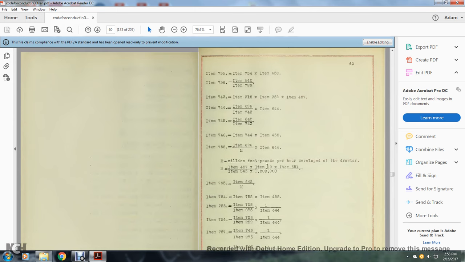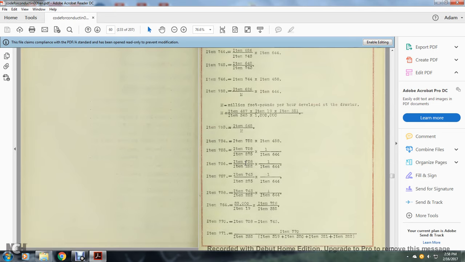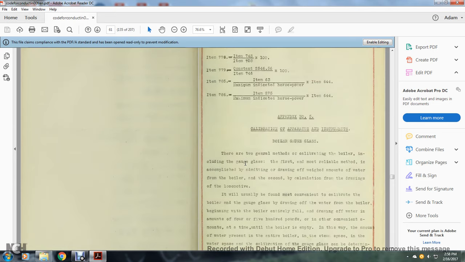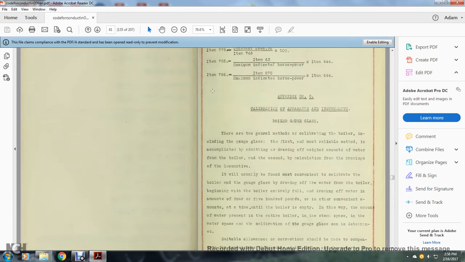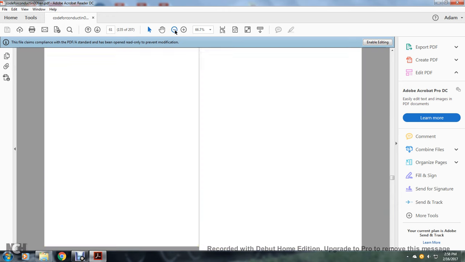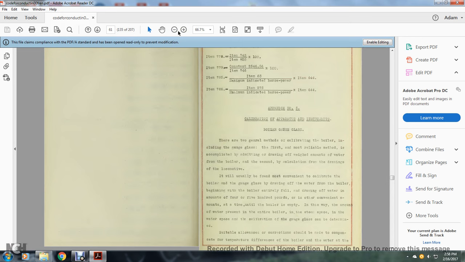I M is the million foot-pounds developed at the drawbar. Appendix number 5, calibration of apparatus and instruments.